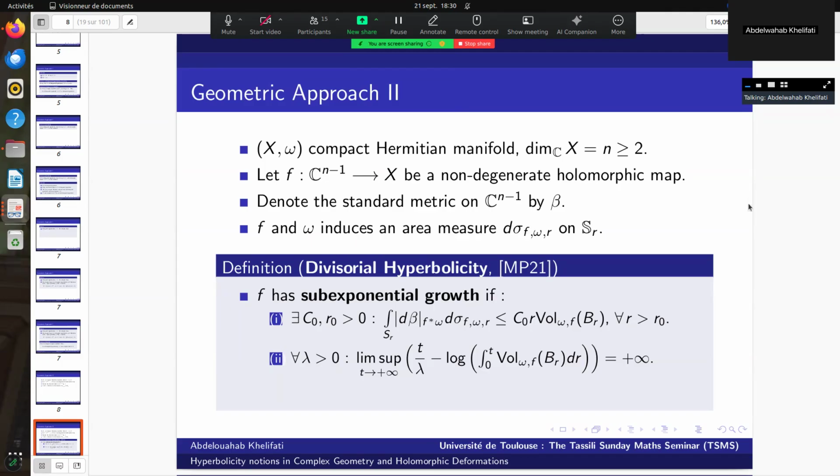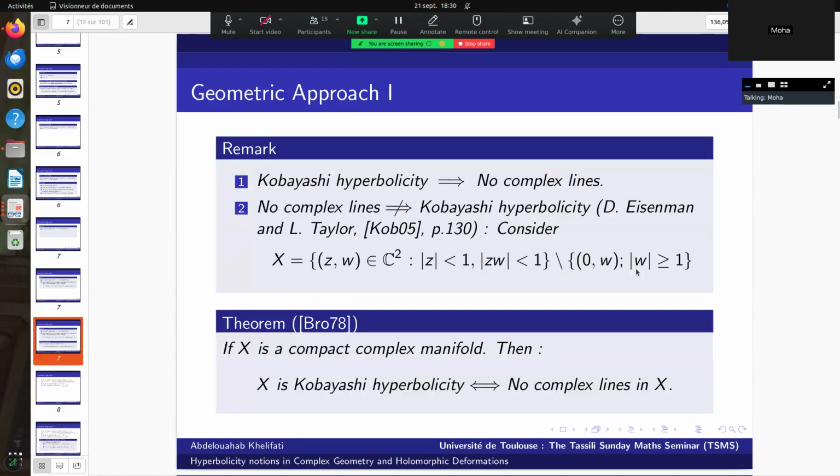Another question about the same theorem. Just about the statement, by complex line you mean a line of degree one, right? You don't mean, for example, a quadric or something. Is a quadric in P2 a complex line for you? By complex line I just mean a non-constant holomorphic map from C to X.